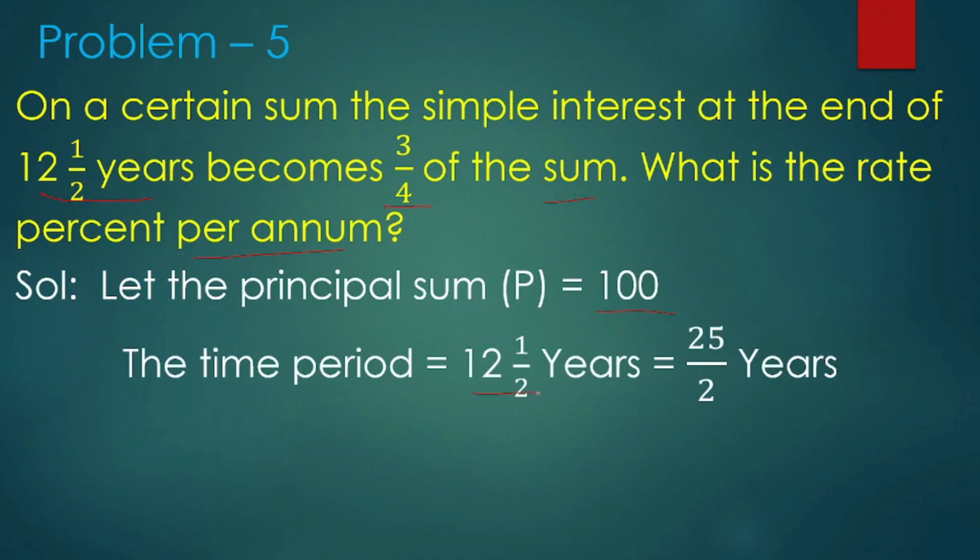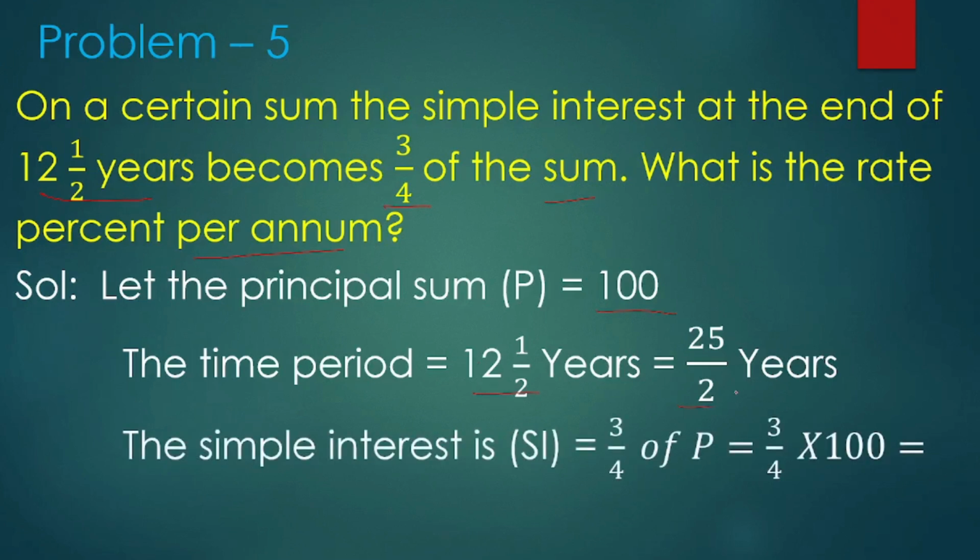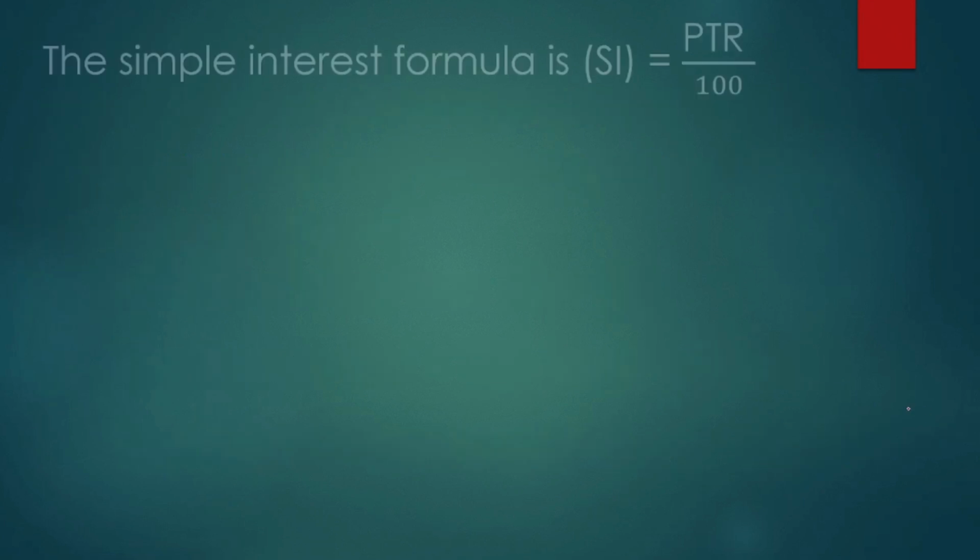So this mixed fraction is 2 twelves are 24 plus 1, 25 by 2, an improper fraction. So 25 by 2 years is the improper fraction. The simple interest is 3 by 4 of the sum, that is the principal. 3 by 4 of 100: 4 ones are 4, 4 twos are 8, so 25. So 3 into 25 is 75. So in 12 and a half years it earns 75 rupees.